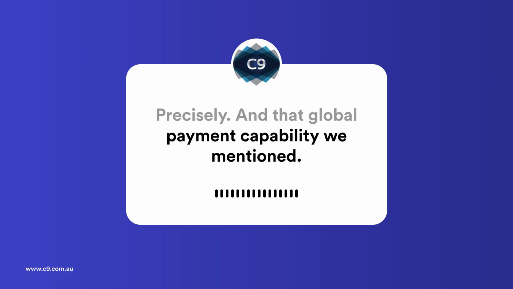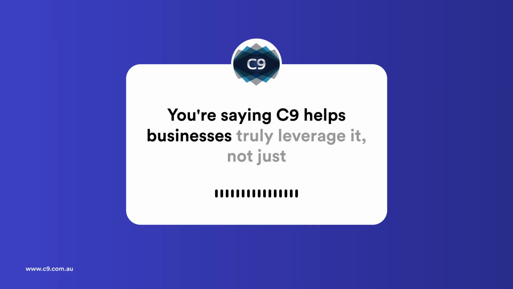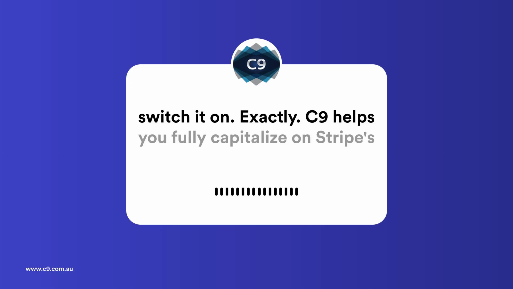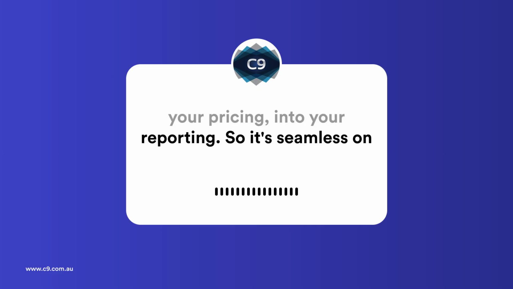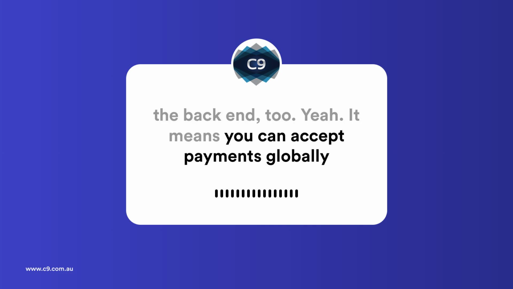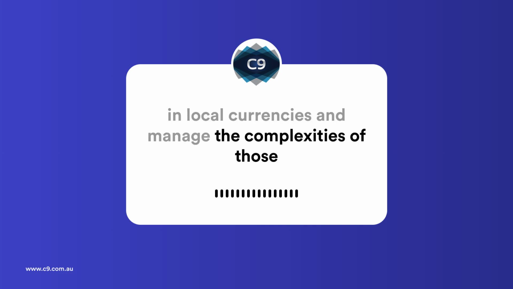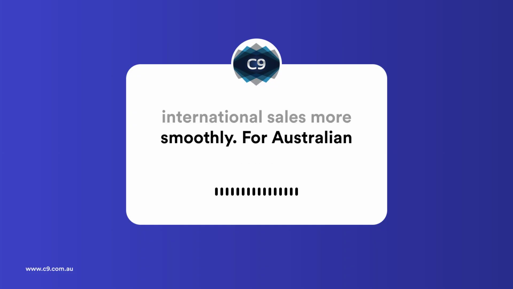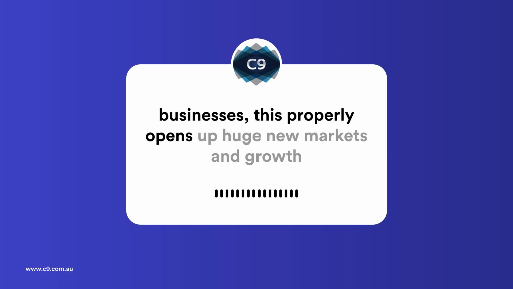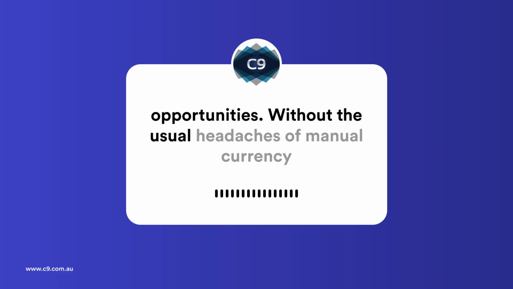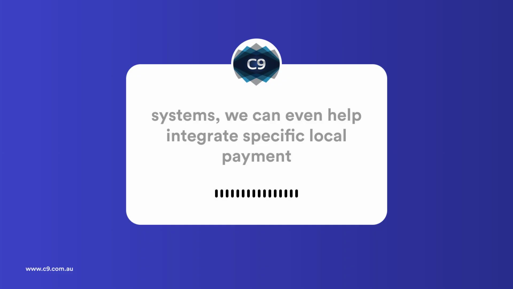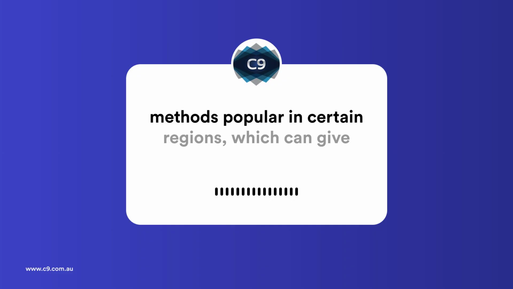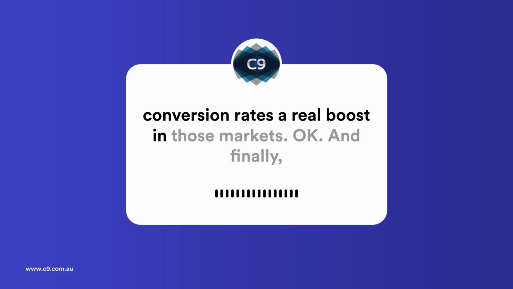Precisely. And that global payment capability we mentioned. You're saying C9 helps businesses truly leverage it, not just switch it on. Exactly. C9 helps you fully capitalize on Stripe's multi-currency support by integrating it intelligently into your pricing, into your reporting. So it's seamless on the back end too. Yeah. It means you can accept payments globally in local currencies and manage the complexities of those international sales more smoothly. For Australian businesses, this properly opens up huge new markets and growth opportunities. Without the usual headaches of manual currency conversions or tricky reconciliation across different systems, we can even help integrate specific local payment methods popular in certain regions, which can give conversion rates a real boost in those markets.